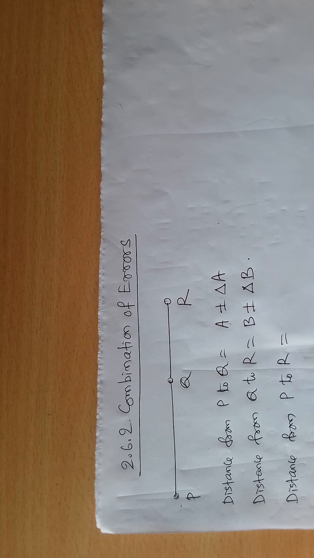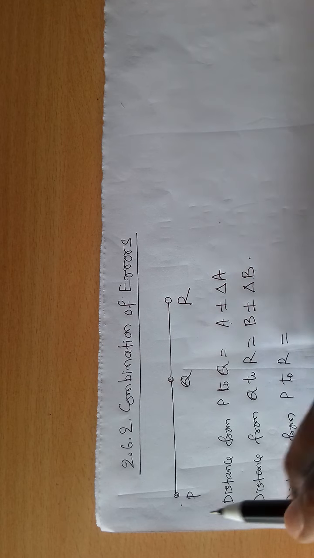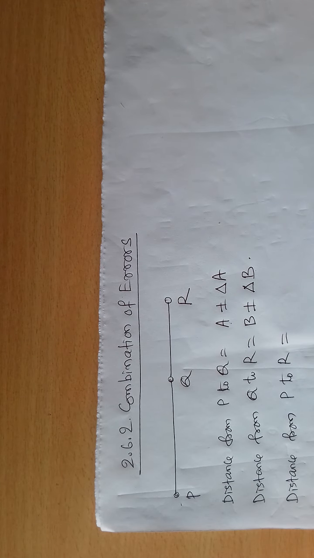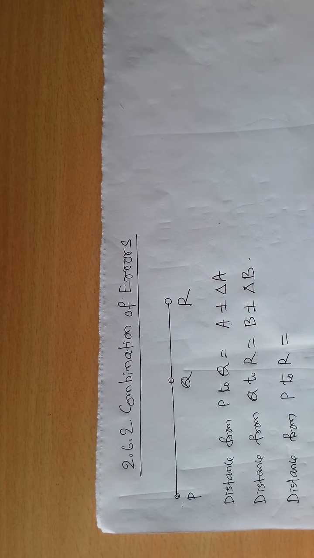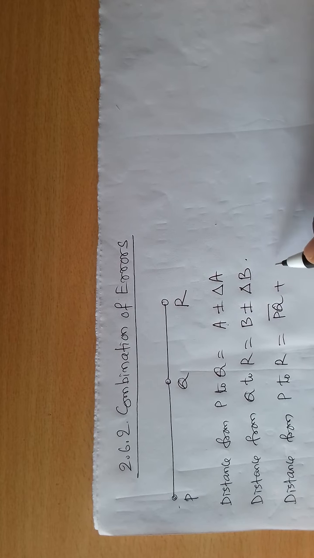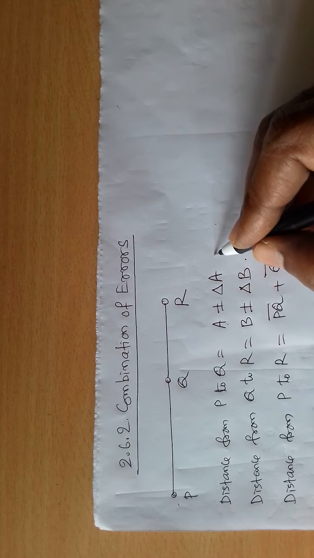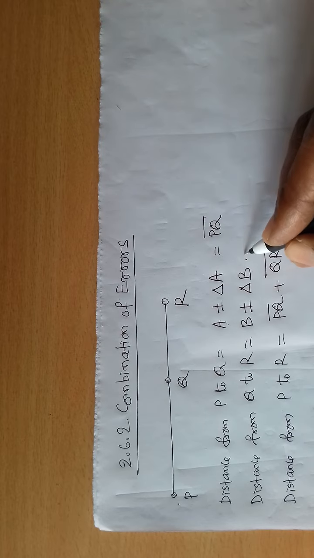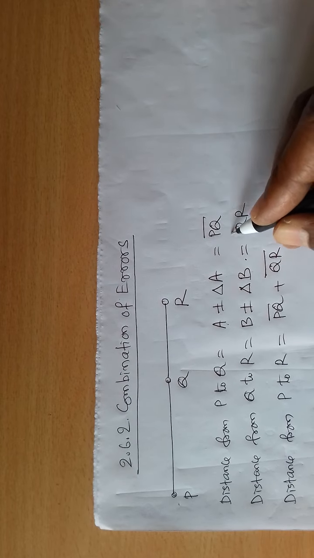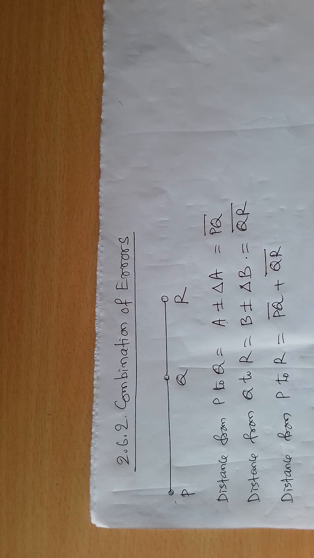Now you want to know the distance from P to R. Then what you can do? You can simply add these two individual distances, the distance PQ and the distance QR, because this stands for the distance PQ and this stands for the distance QR. So just by adding these two values you can find the distance from P to R.